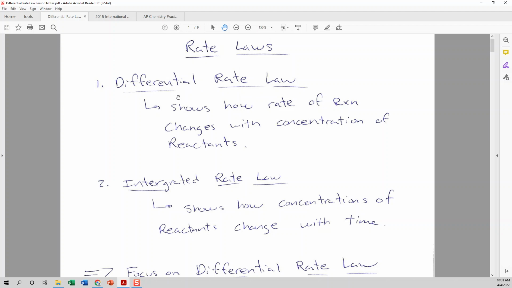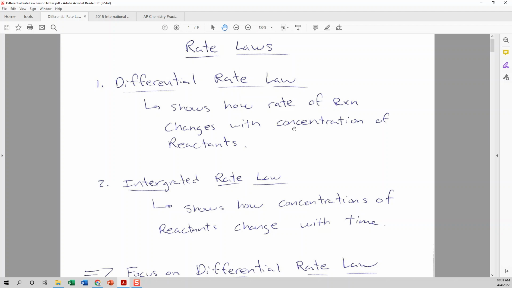So if I ask you for the rate equation for a reaction, I'm asking you for the differential rate law. So anytime you hear, hey, what's the rate law? We're assuming it's the differential rate law. So you should know the difference between the two. And again, we'll focus on the integrated rate law later on in this unit. But right now, the differential rate law shows us an equation for how the rate of reaction changes with respect to the concentrations of the reactants. So it's really a rate law that shows how rate changes as we adjust the concentrations of our reactants.